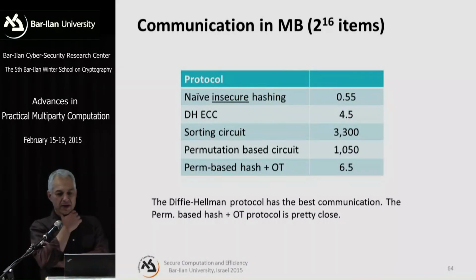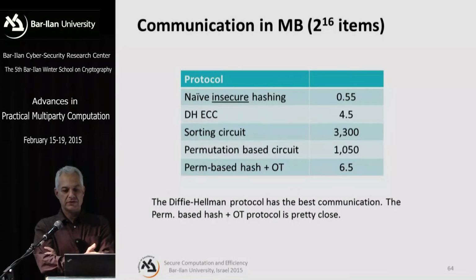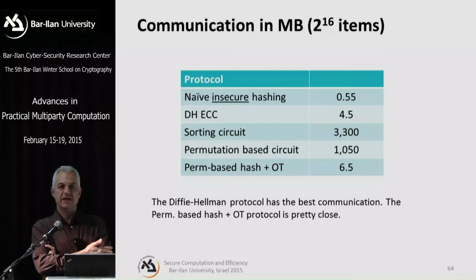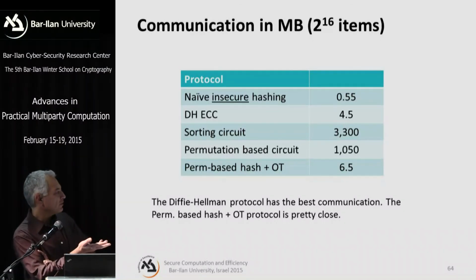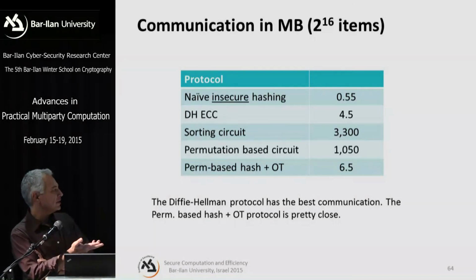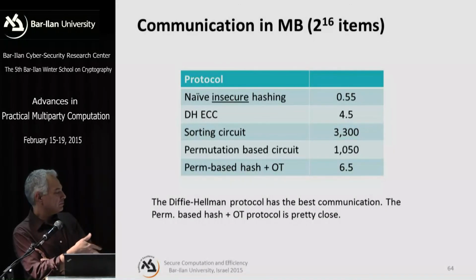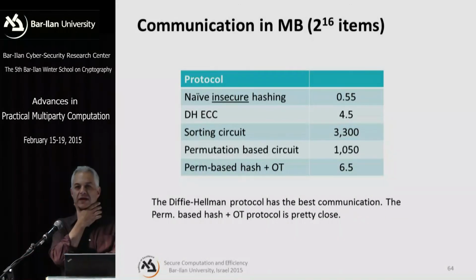Regarding communication, naive insecure hashing just sends hash values. In Diffie-Hellman, you send elements in an elliptic curve, which is very short. For the circuits, we have to send a lot of gates, so they need at least 100 times more communication than the other protocols.